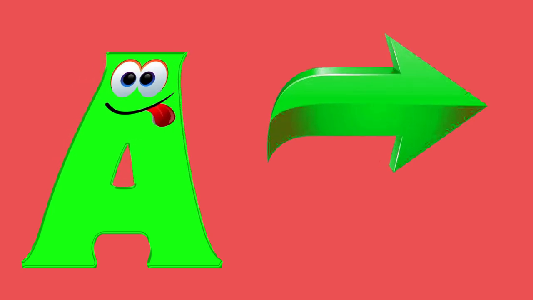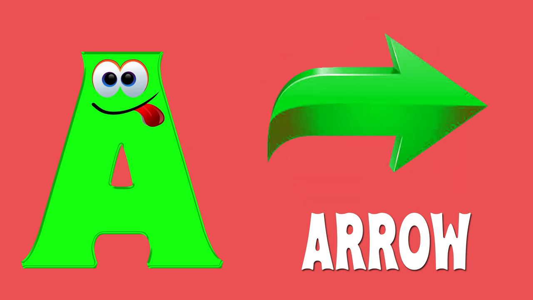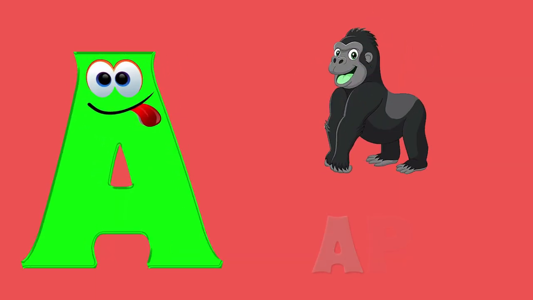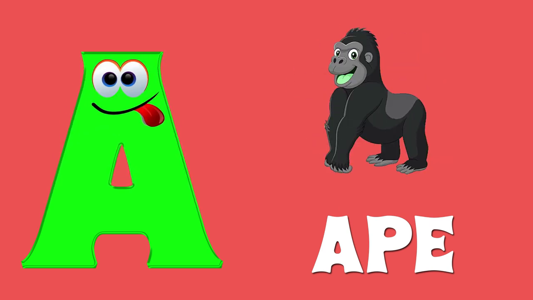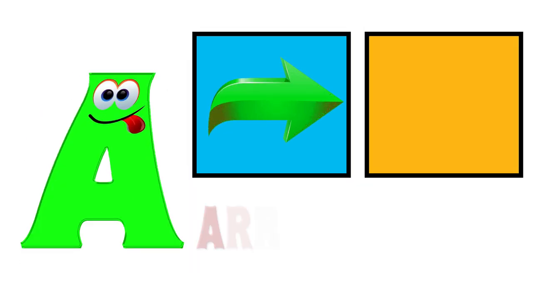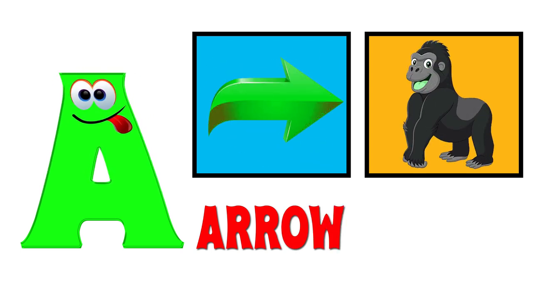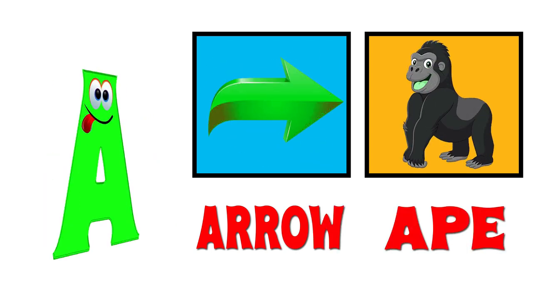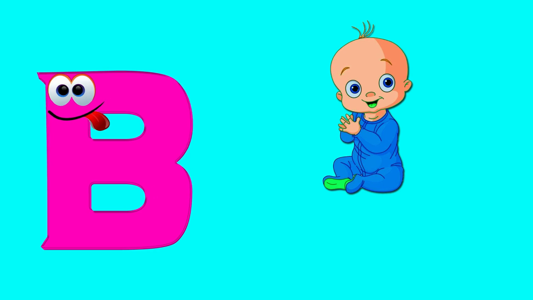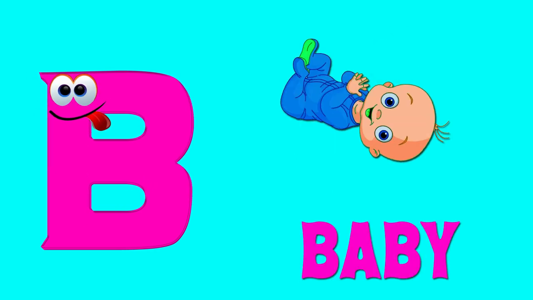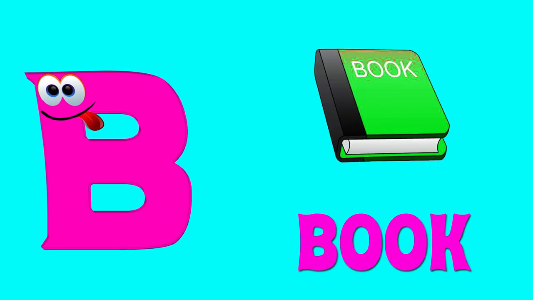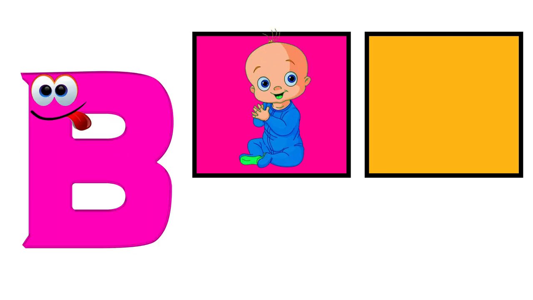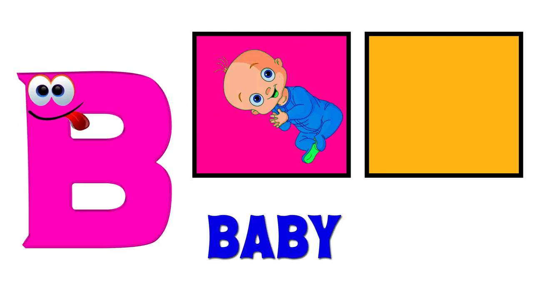A. A for arrow. A for ape. A for arrow. An ape. B. B for baby. B for book. B for baby. And book.